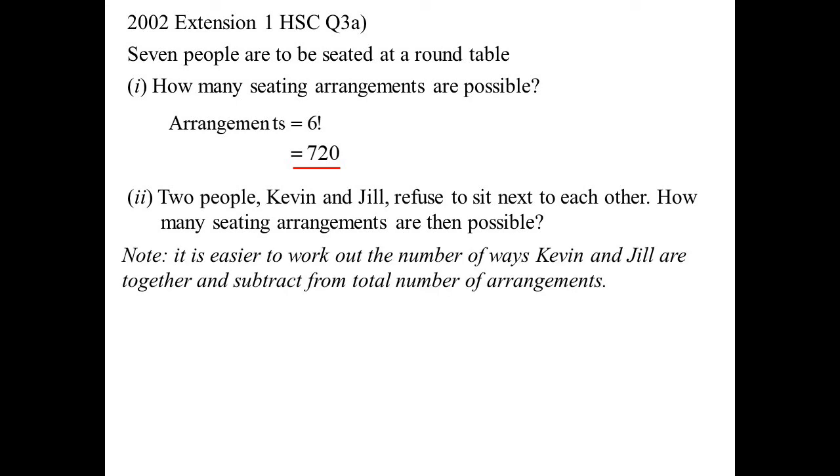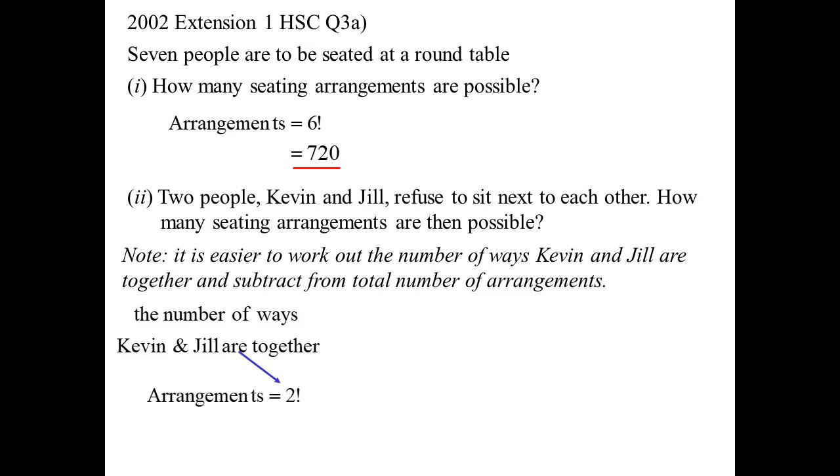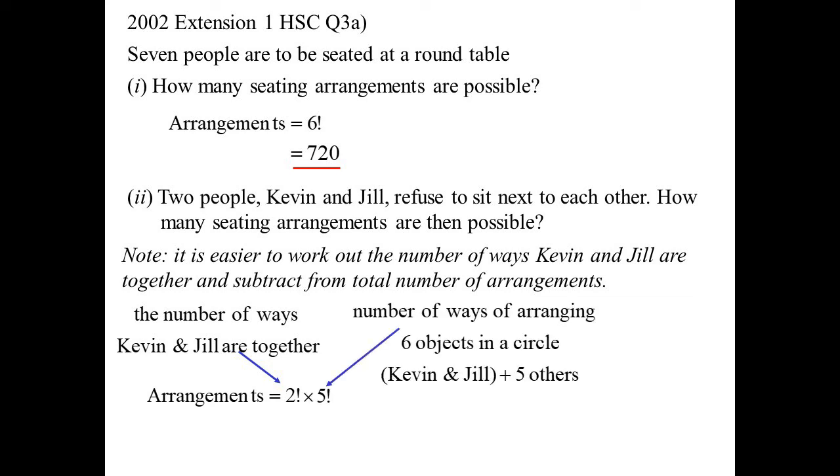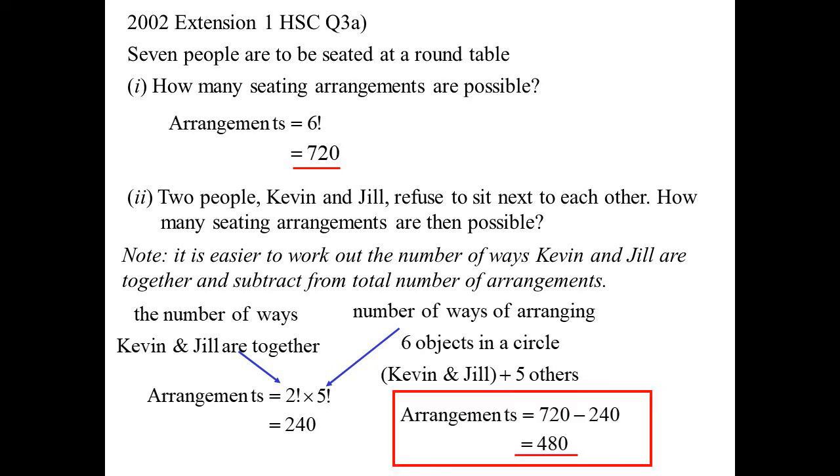This is another one where the complementary idea works better. It's going to be a lot quicker to work out how many ways they are together than try and work out all the possibilities when they're not together. So let's have a look at how many when they are together. So Kevin and Jill are together. They work out their arrangement, 2 factorial. Now we're arranging 6 objects, our group of Kevin and Jill and 5 others. 6 objects, but in a circle, 5 factorial. So 240 ways. But we want the complement, therefore we take it away from the total number of possibilities, and we end up with 480 arrangements.